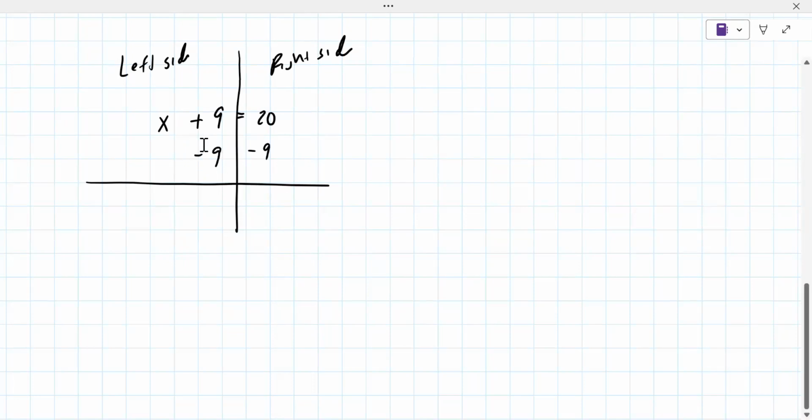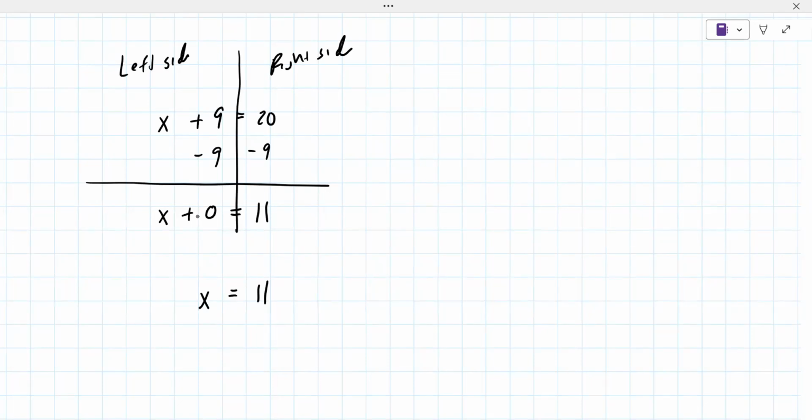Now on the left here, it's really x plus 0. Plus 9 minus 9 is 0. 20 minus 9 is 11. Then you bring this equal sign down. When you see plus 0, you say to yourself, if I have nothing to add to it, it doesn't change. So x would equal 11.